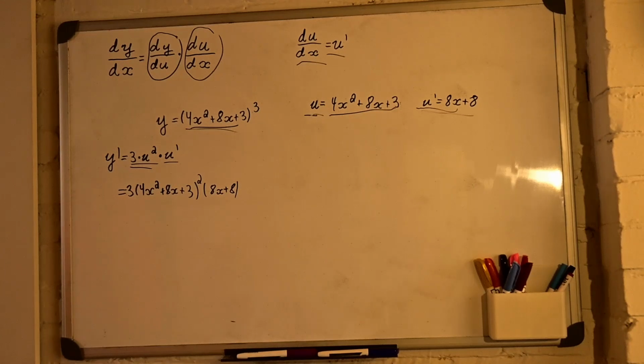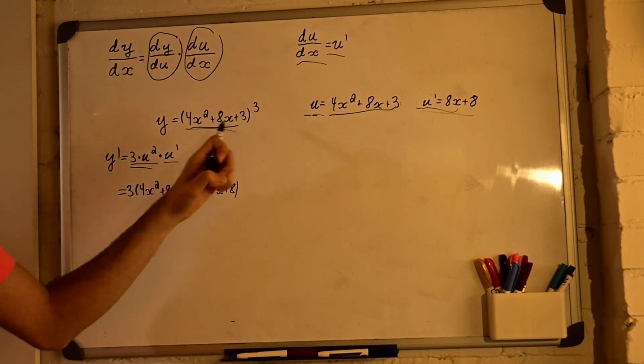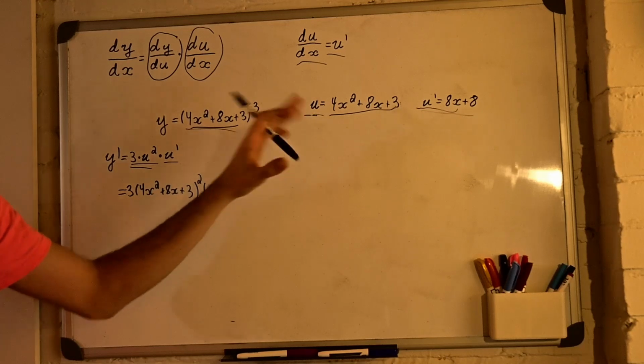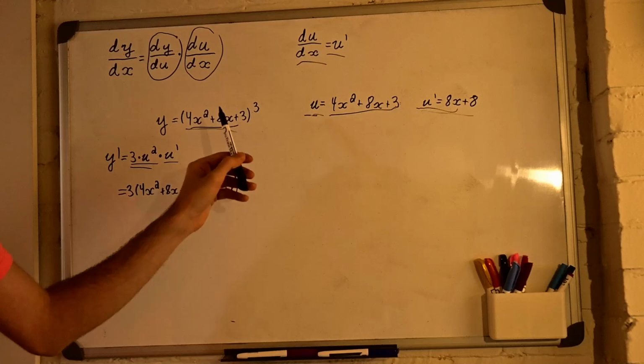So basically what we're going to do is take everything here that's in the brackets, and we're just going to say that's equal to u. It doesn't have to be u, it can be whatever you want, but u is the general notation, it's what everyone uses. So we're going to say this is equal to u.